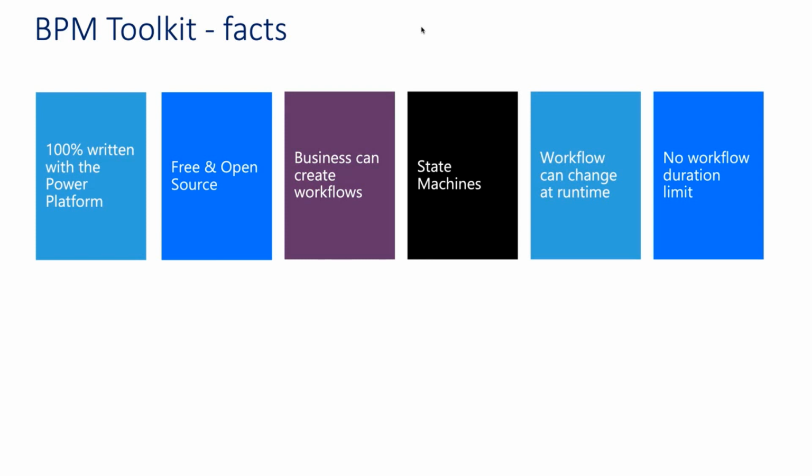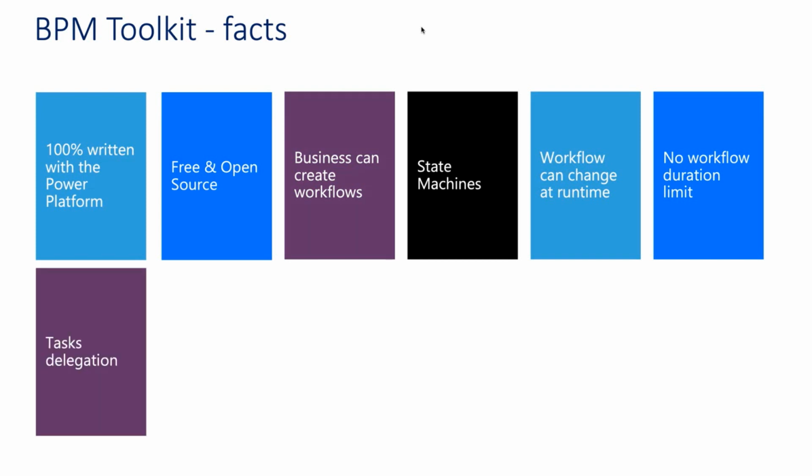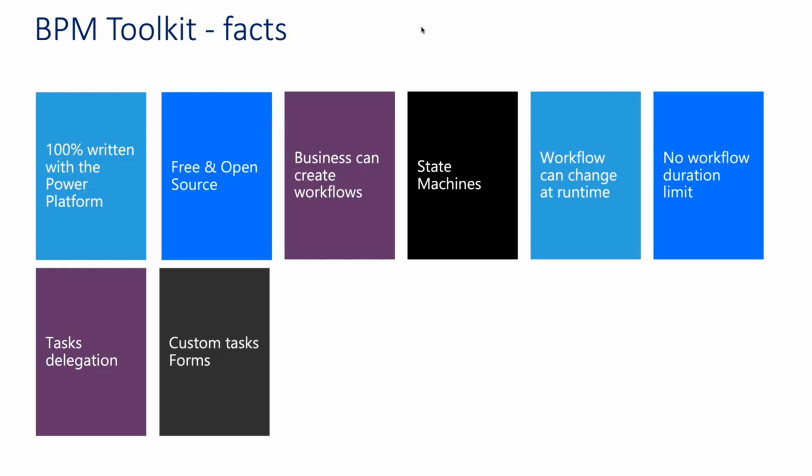I don't use the out-of-the-box Power Automate approval. So I use my own custom approval. And this opens the door to anything. This makes my life simple. Task delegation is native in the platform. When people get a form where they can approve, you can customize this form. You can do whatever you want. You can display business data if you want. That's possible.